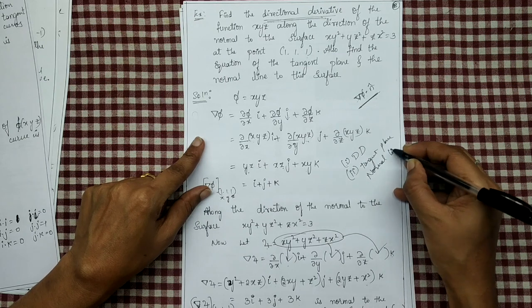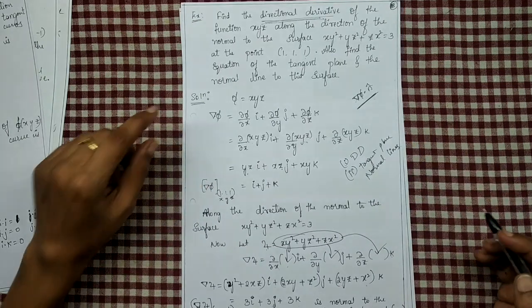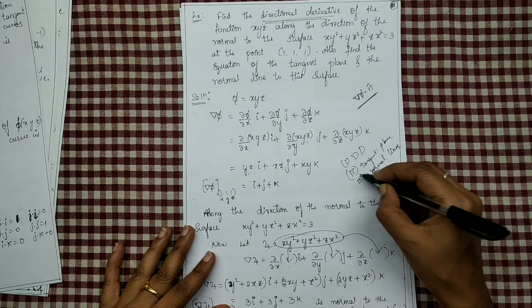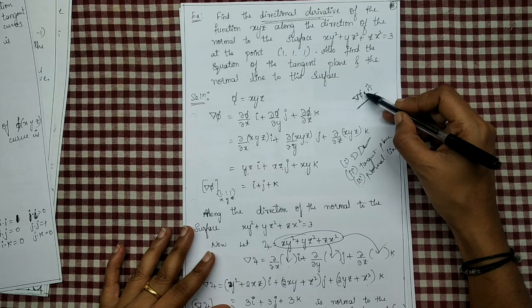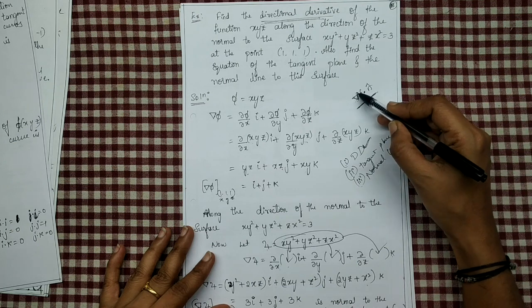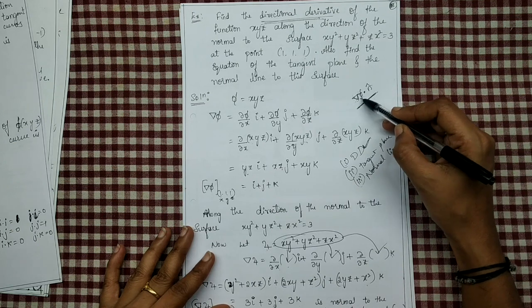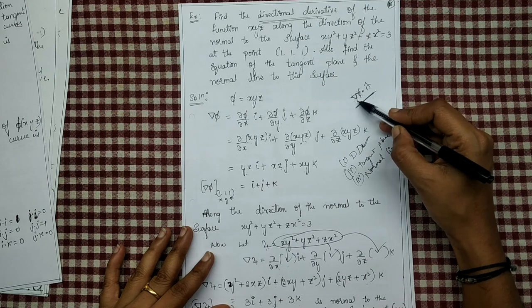And the normal line. These are the three things you have to find here, isn't it? Now let us find the first one. What is that? Directional derivative. To find the directional derivative, we know that del phi dot n cap, isn't it? Let us consider del phi, then let us find n cap. Later, let us multiply those two by dot product. So it will be del phi dot n cap.